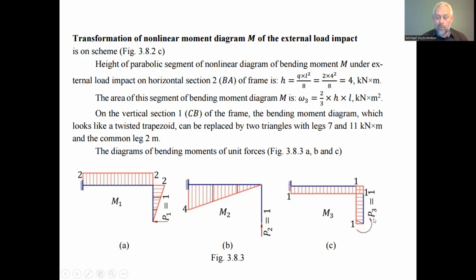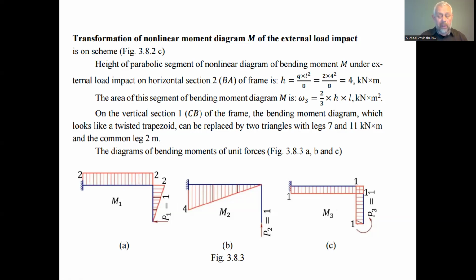P3 equal to 1. And this is P2, a unit force directed upward applied to the point C, and we have a linearly inclined magnitude of the bending moment. The maximal we have at the point A, equal to the product of the unit force and the arm. The arm is 4 meters, so the magnitude of this moment is 4.